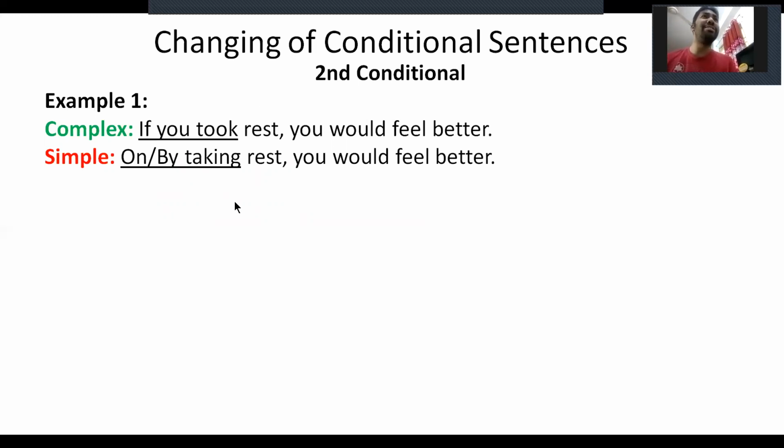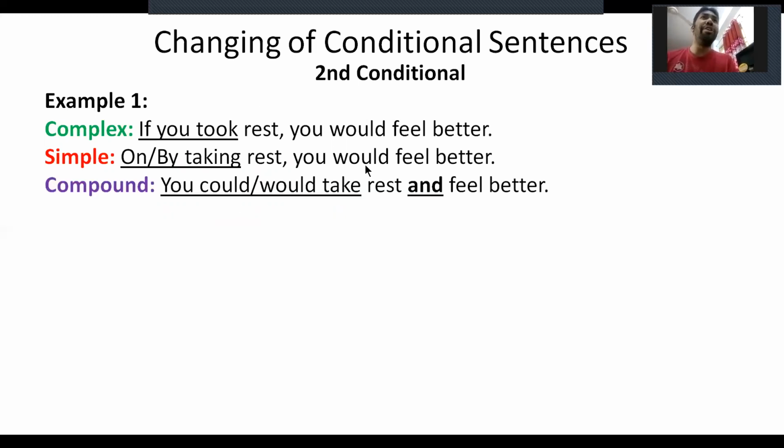To make this sentence compound, we need to use subject plus would or could, and then the verb. So, you could or you would take rest and feel better. So this is a compound one. Now let us move on to the negative example of second conditional.